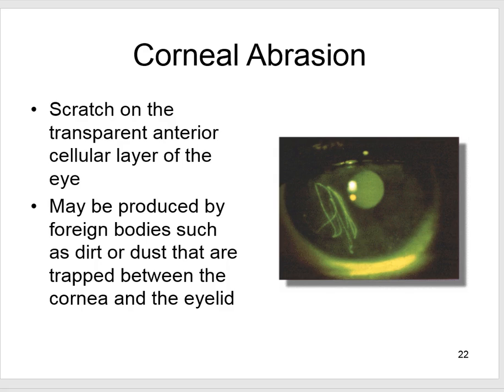A corneal abrasion. This is a scratch on the transparent anterior cellular layer of the eye. It may be produced by foreign bodies such as dirt or dust that are trapped between the cornea and the eyelid. Also, an ingrown eyelash, or blepharitis, which is an eyelid infection.